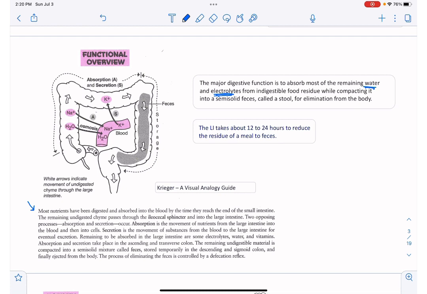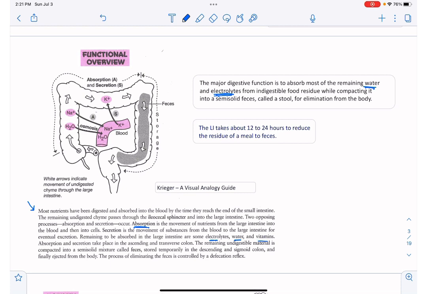Most nutrients have been digested and absorbed into the blood by the time they reach the end of the small intestine. The remaining undigested chyme passes through the ileocecal sphincter and into the large intestine. Two opposing processes, absorption and secretion, occur. Absorption is the movement of nutrients from the large intestine into the blood and then into the cells. Remaining to be absorbed in the large intestine are some electrolytes, water, and vitamins.